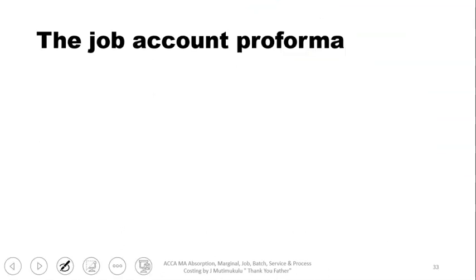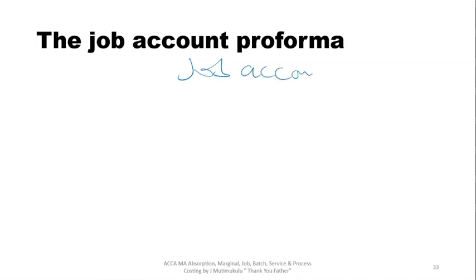So there is a particular pro forma which we need to know about the double entry involved in recording the expenses, or in recording jobs which have been done. Whatever expense you incur, we have to account for it in an accounting sense. So the job account usually is like this. The job account is a T account, remember? That is the double entry which is involved.